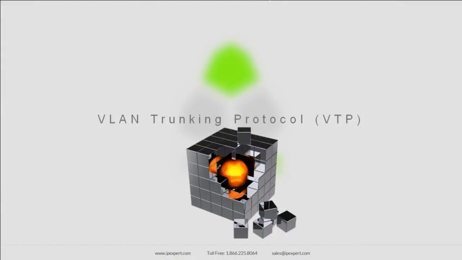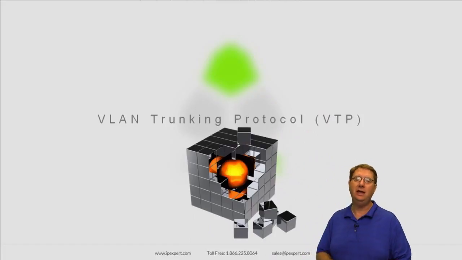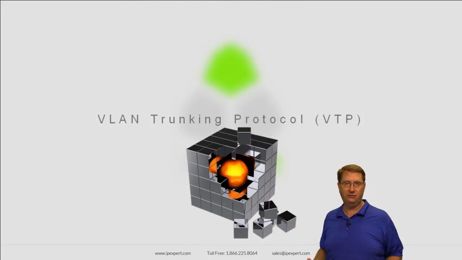Hey guys, it's time for us to turn our attention to another efficiency mechanism that Cisco has provided us that's going to allow us to propagate VLAN information in our infrastructure, and that tool is VTP. VLAN Trunking Protocol is the application-specific utility that Cisco created in order to make our lives easier when it comes to sending information associated with VLANs across our infrastructure.